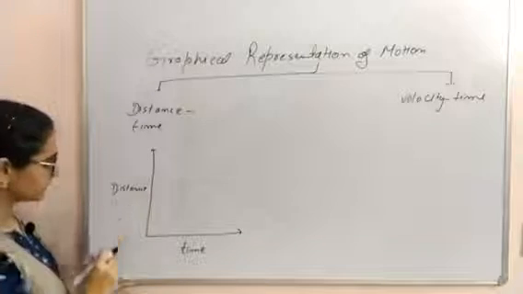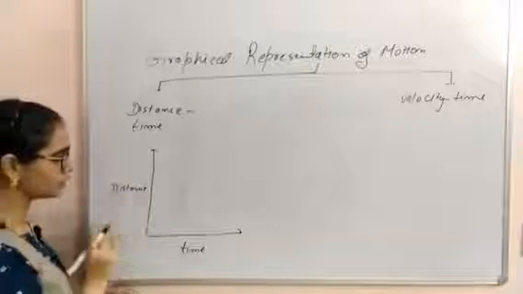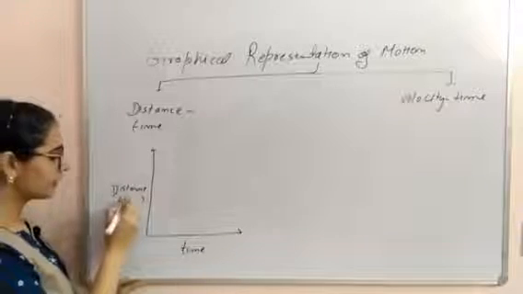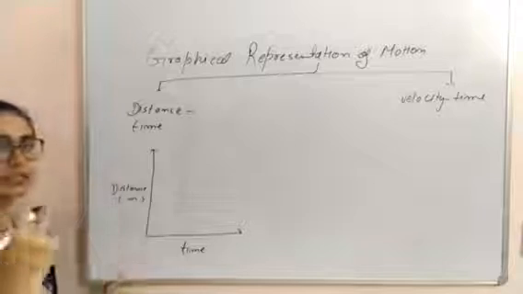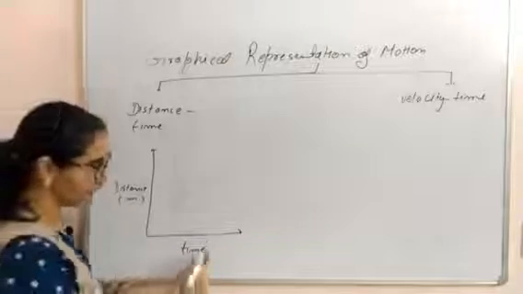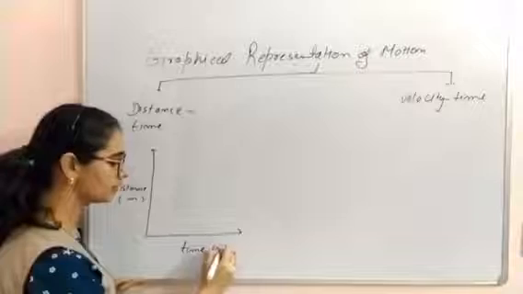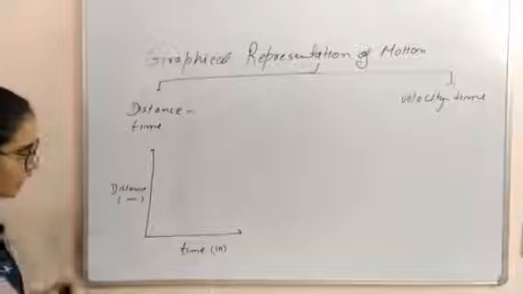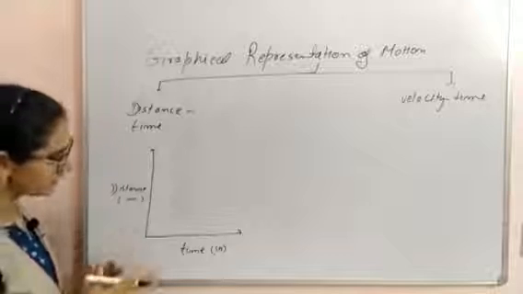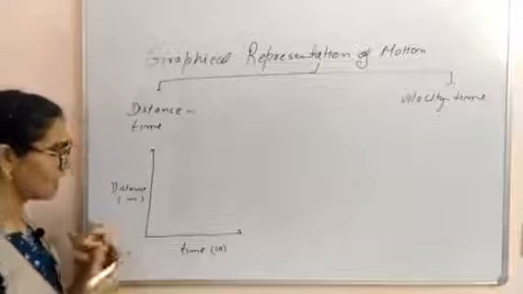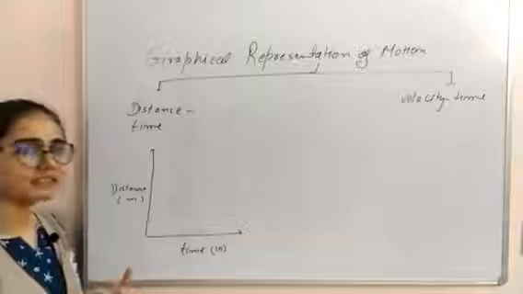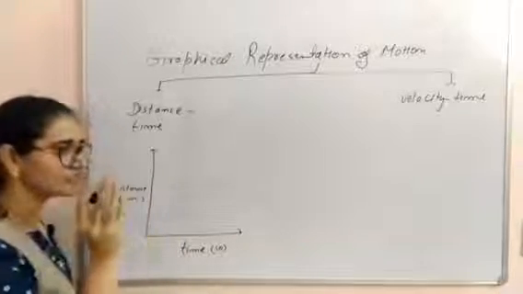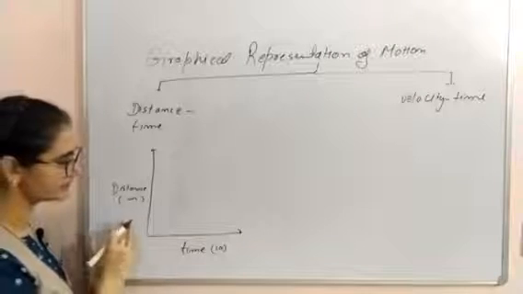As we are taking distance, we need to mention the unit we are taking for that particular length. If we are taking meter, please mention meter. If you are taking kilometer, please mention kilometer. For time, you can mention second, hour, minutes, whatever time unit you are taking. In this graph, we show how the position of the object is changing with respect to time.